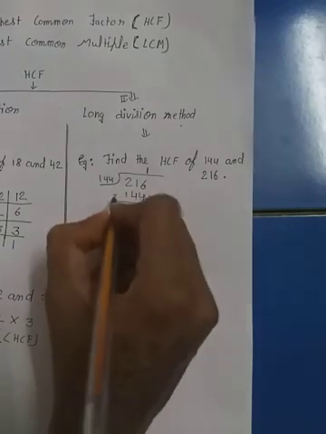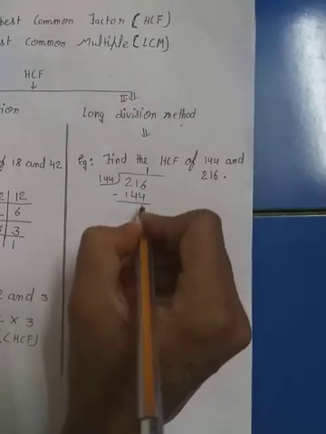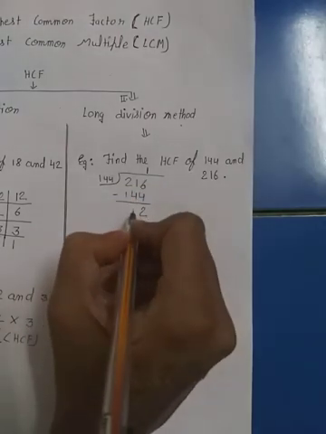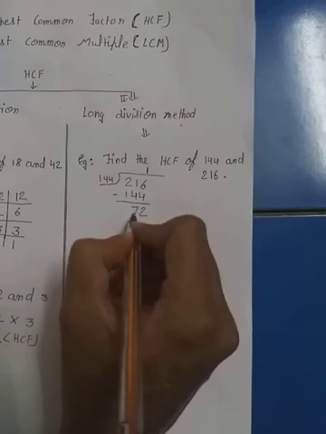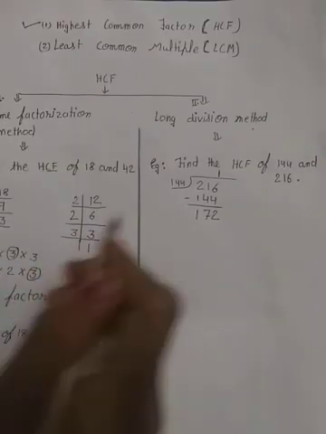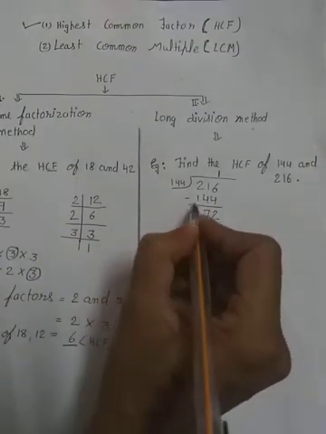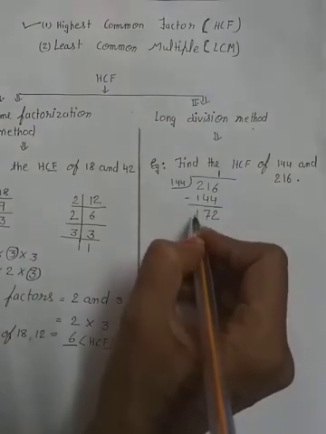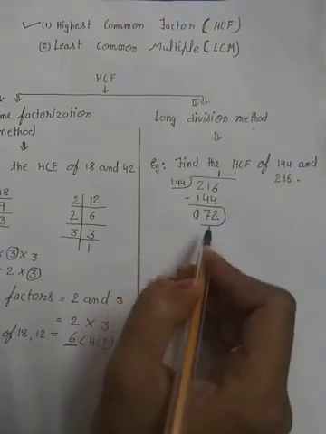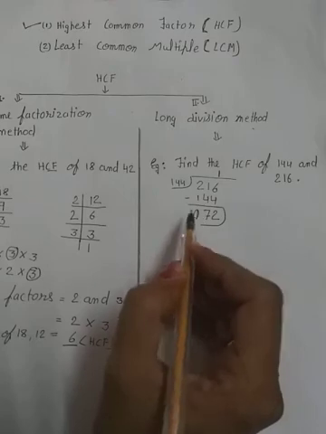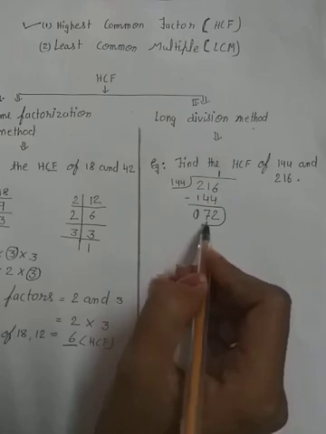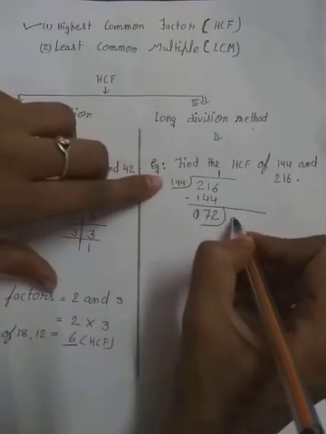144. Now what is the remainder? 6 minus 4 is 2. 11 minus 4 is 7. And 2 minus 1 is 1. We give a carry to this, so we have here only 1. 1 minus 1, we got 0. Next, again we will divide. Now we have 72 as the remainder and 144 as the divisor. Now 72 will become the divisor and 144 will become the dividend.